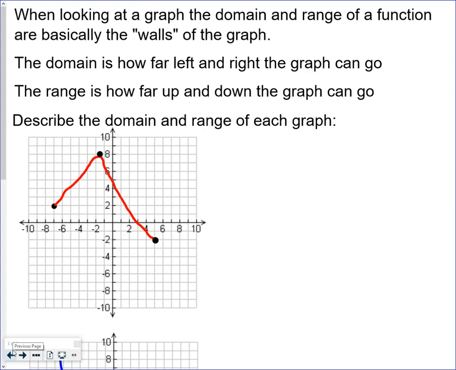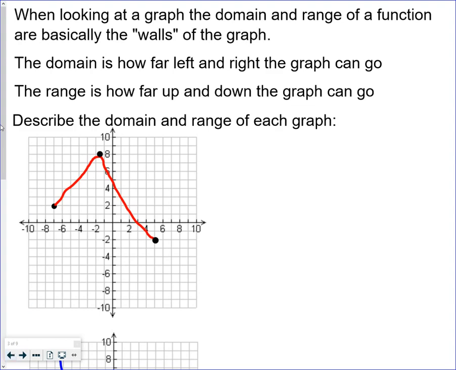Now, graphs are a big thing with functions. This domain and range stuff is very apparent on a graph. And that's usually what the questions will be on a math test: you're given a graph and you're asked to describe the domain and the range. You can think about the domain and range as kind of the walls or the borders of a graph. It's kind of the boxing in of your graph.